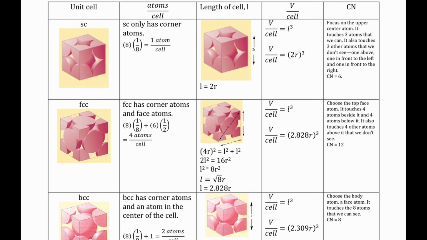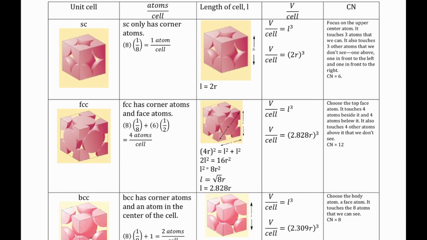For face-centered, that involves a little bit more calculating. So in our diagram, we see that the atoms on the hypotenuse are the ones touching. So the hypotenuse is 4r, and then we're calling each of the lengths L. So using the Pythagorean theorem like we did earlier, we have hypotenuse squared equals length squared plus length squared. We have (4r) squared equals L squared plus L squared.